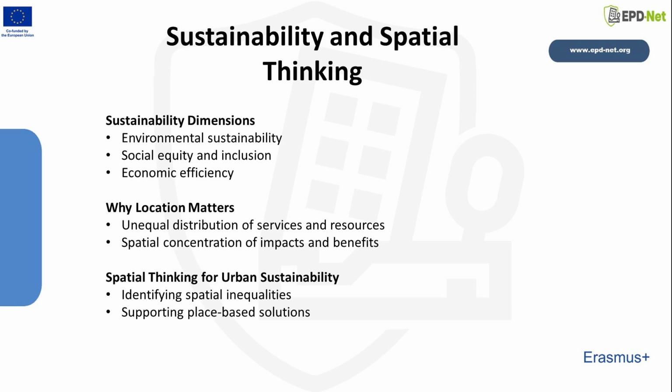Sustainability in cities is commonly understood through three interconnected dimensions: environmental sustainability, social equity, and economic efficiency. Each of these dimensions has a strong spatial component that influences how sustainability outcomes are distributed across urban areas. Location matters because services, resources, and environmental impacts are not evenly distributed within cities. Some neighborhoods may benefit from high accessibility and infrastructure investment, while others experience limited access and higher exposure to risks. These spatial differences directly affect quality of life and resilience.